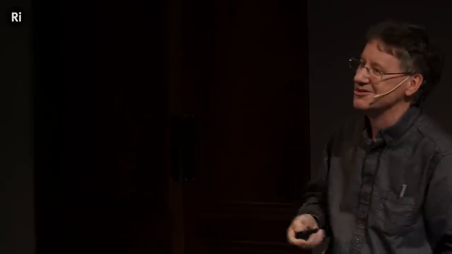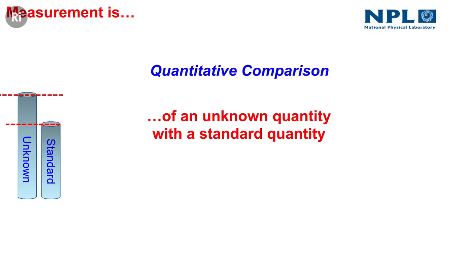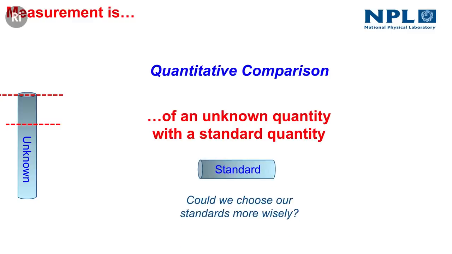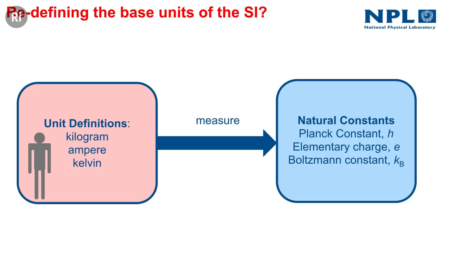So let me tell you about the new International System of Units and what we're trying to do. Why are we trying? I mean, did you have a problem with the old international system of units, sir? I don't think so. It's not what people knock on my door and ask. So here's measurement: it's quantitative comparison with a standard. And the question is, could we define these standard quantities a bit better with the hindsight we have now of the 20th century of fantastic science? Could we choose our units more wisely? One of the things we measure with our unit systems is things we think are fundamental constants of the universe. So we take kilograms, amperes, and kelvins, and we measure things like the Planck constant, the elementary charge, and the Boltzmann constant.